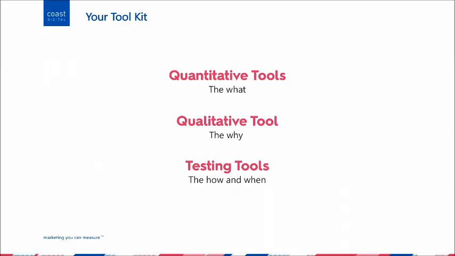And I spoke about needing good tools. So what sort of tools do we need in order to excel at CRO? I believe you need 3 main tools. Quantitative tools that tell us the what. Qualitative tools that tell us the why. And then once we've collected the data and created great fixes and we want to test things, the testing tools that tell us the how and when.